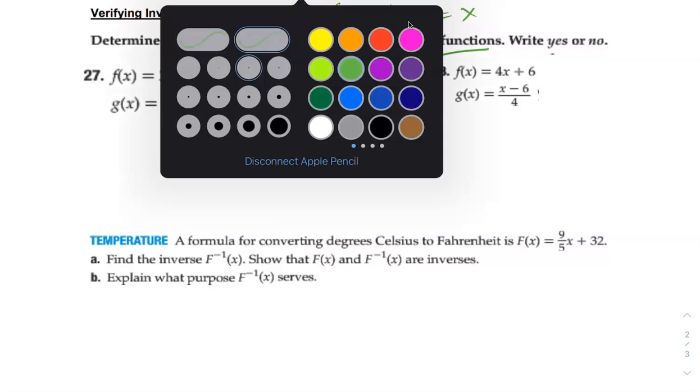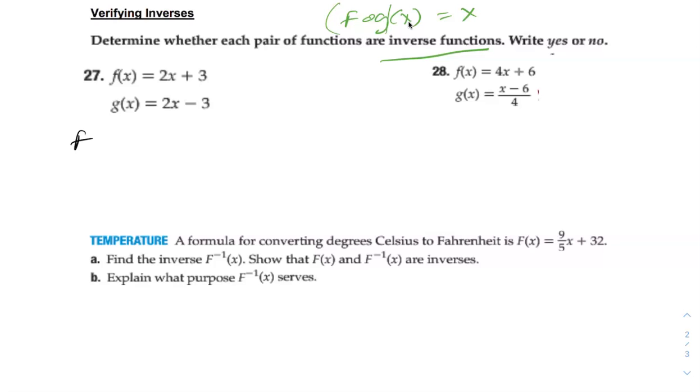So let's do that. And I guess you're supposed to do both of them, and they both should equal x. But I'm just gonna do one way. So f of x is 2 times something plus 3. We're gonna plug g of x in it. Right? So f of g of x.